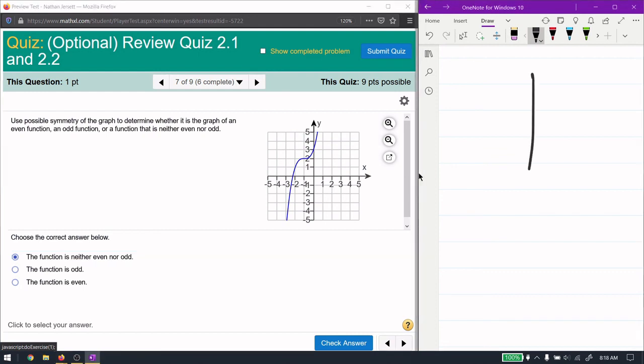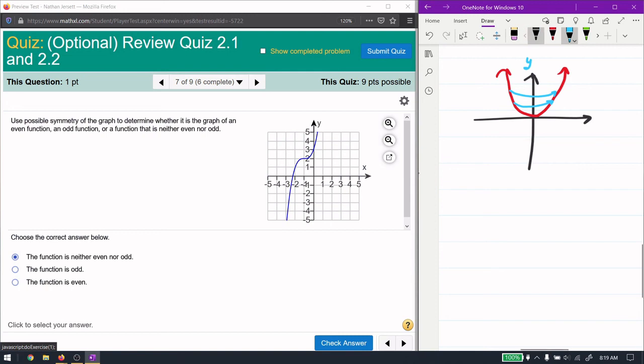There is what we call reflexive symmetry. Namely, the function is reflexive over the y-axis. Right, this is the y-axis here. And you can see that it reflects directly across. If we flipped the paper over, it'd be the exact same graph.